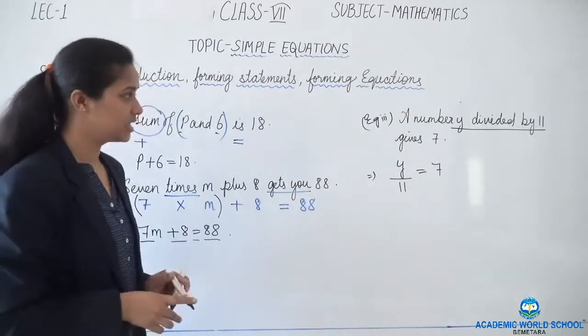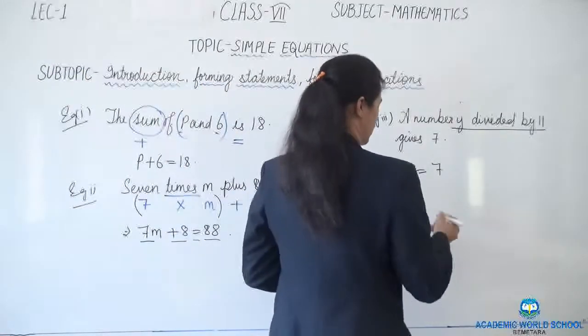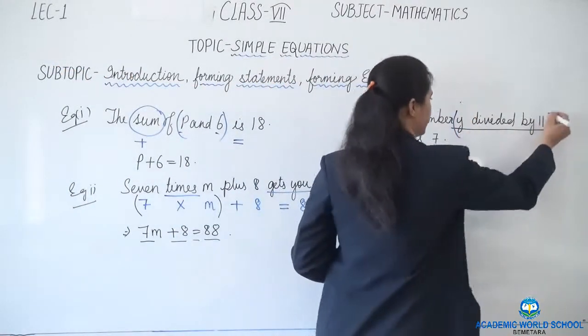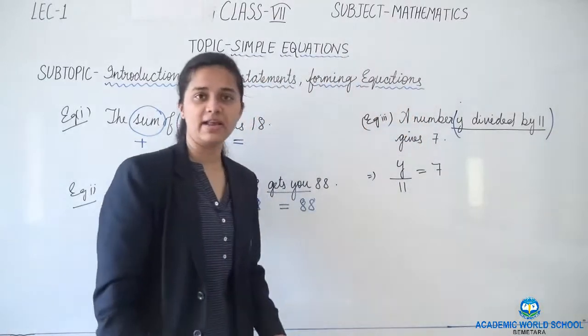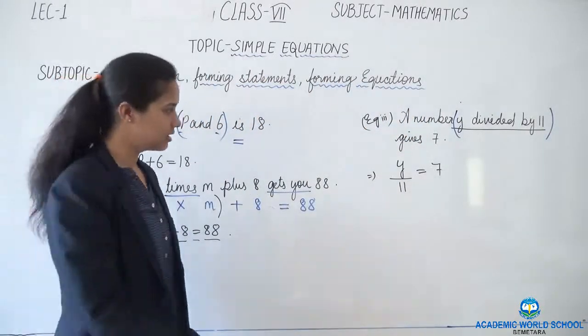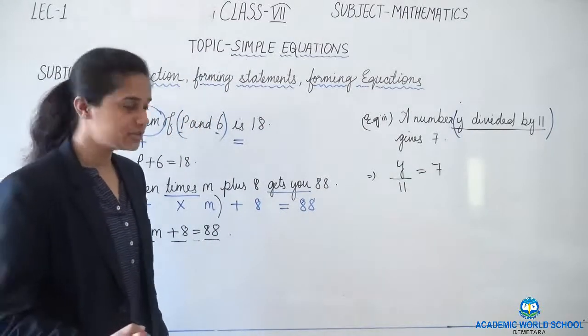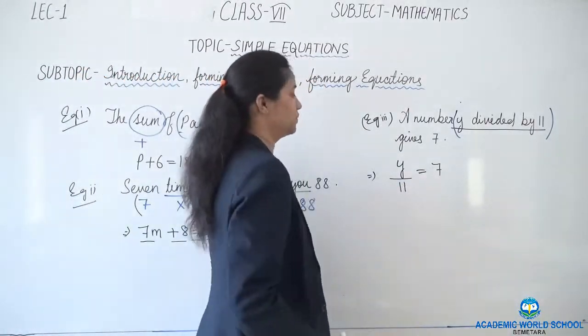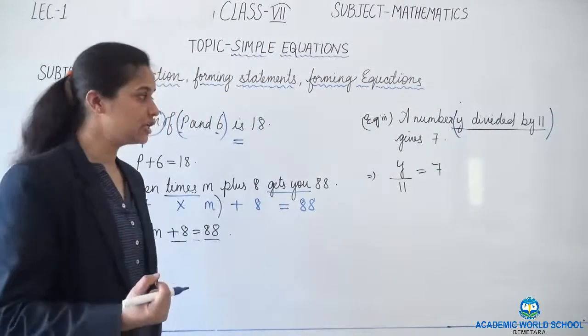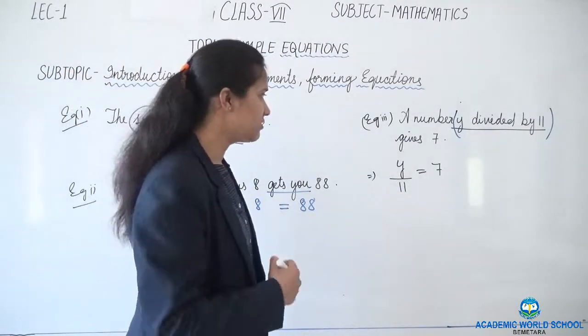How can we check it? A number y divided by 11. y divided by 11 is y by 11. Gives means equal to 7. So y by 11 equals to 7.